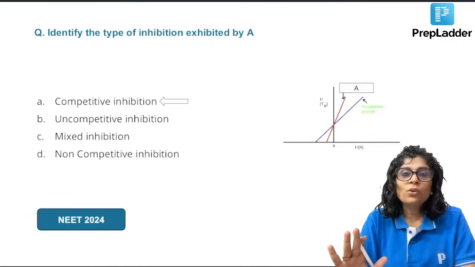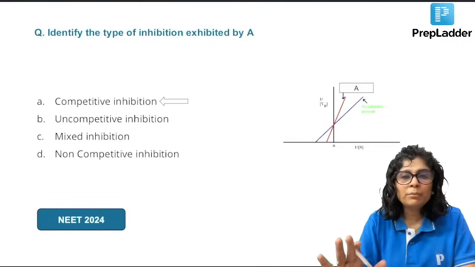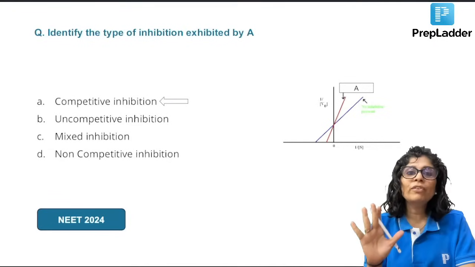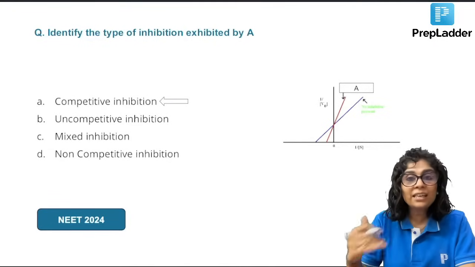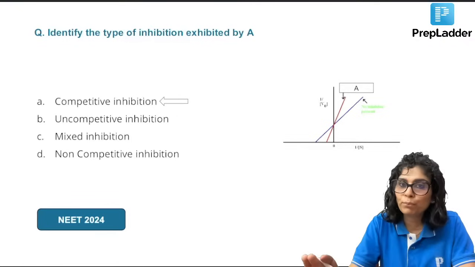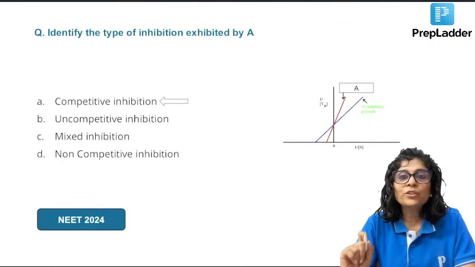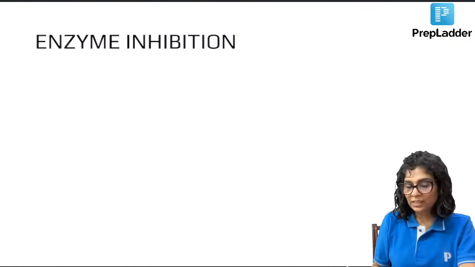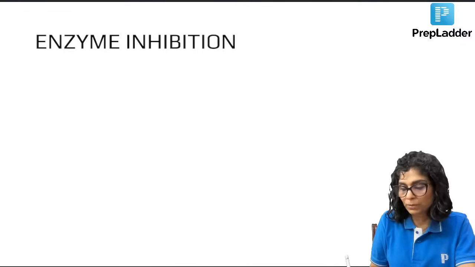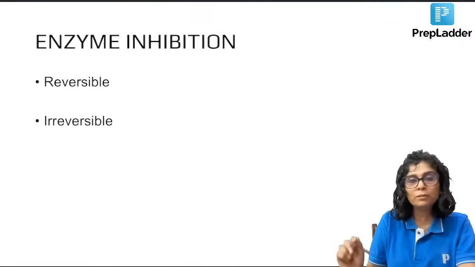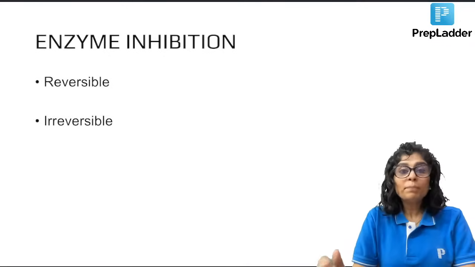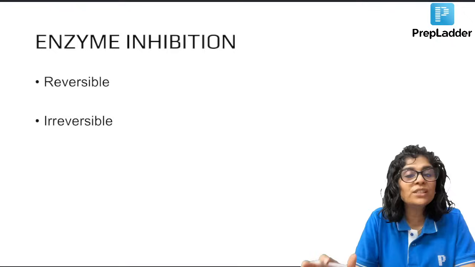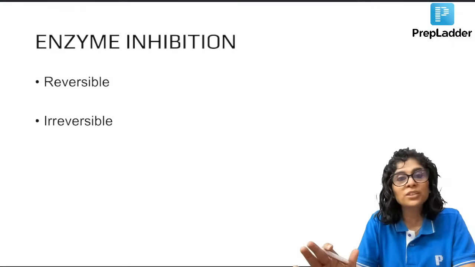First let me tell you about inhibition quickly. Just stay with me for the next 5 minutes. At the end of 5 minutes, you will be able to interpret any graph based on the Lineweaver-Burk plot. So I'm going to tell you about enzyme inhibition. As you all know, there are two types of enzyme inhibition. One is reversible inhibition. The other one is irreversible inhibition. For all practical purposes, most of the pharmacological agents that we use belong to the reversible inhibition type.